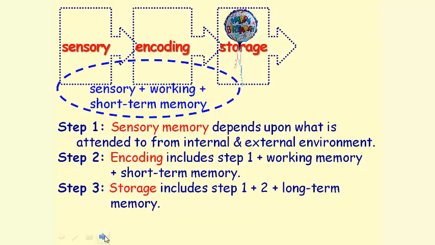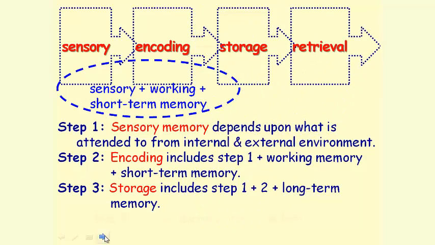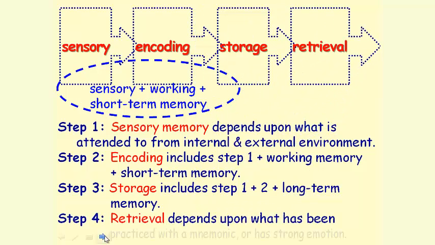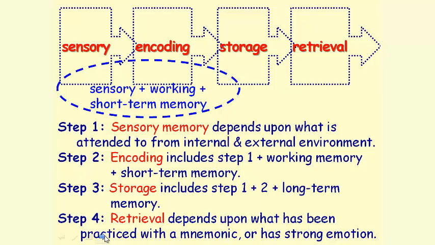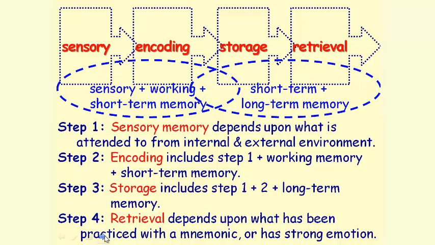Encoding is step 2, sensory memory plus working memory plus short-term memory. Step 3, storage, is working plus short-term memory plus long-term memory, such as a birthday party you have often laughed about from your childhood. And step 4, retrieval, depends upon what has been practiced through elaborative rehearsal, a mnemonic, or something that's highly relevant or has strong emotional content. Remembering the smashed toe, finding the phone number, and recalling the birthday party.